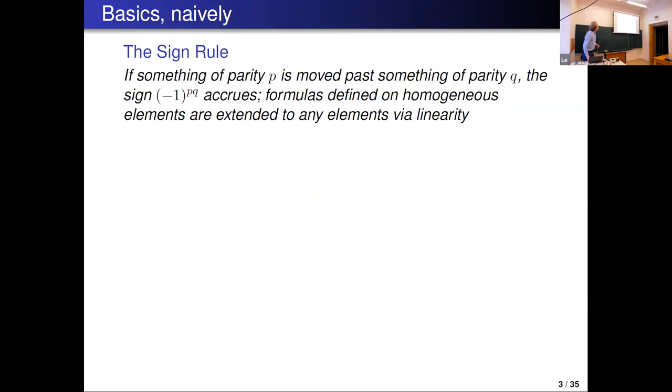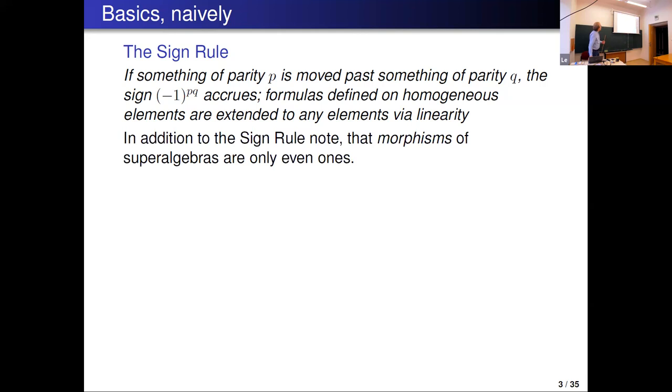Okay, the most important thing in the whole super science is the sign rule. If something moves past something with parity p, then you should put a sign. It's classical, I just remind you, and a lot of things can be derived from this.